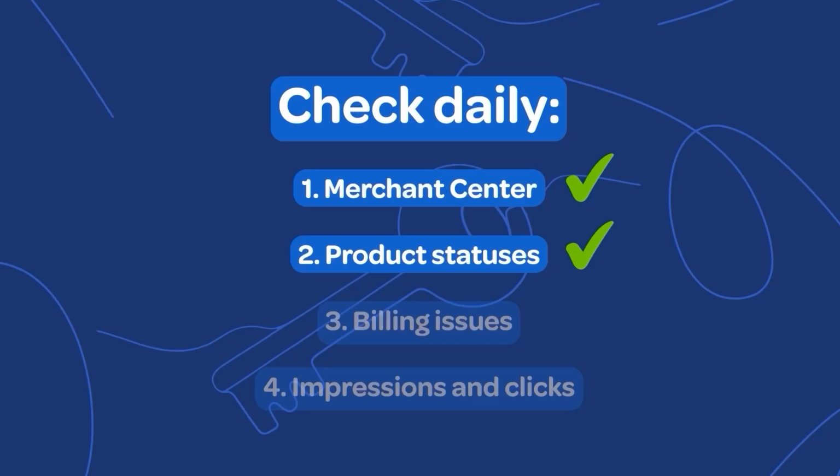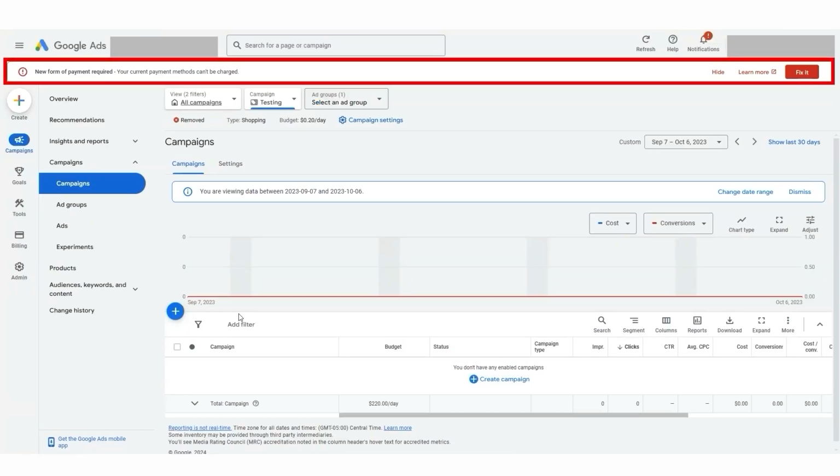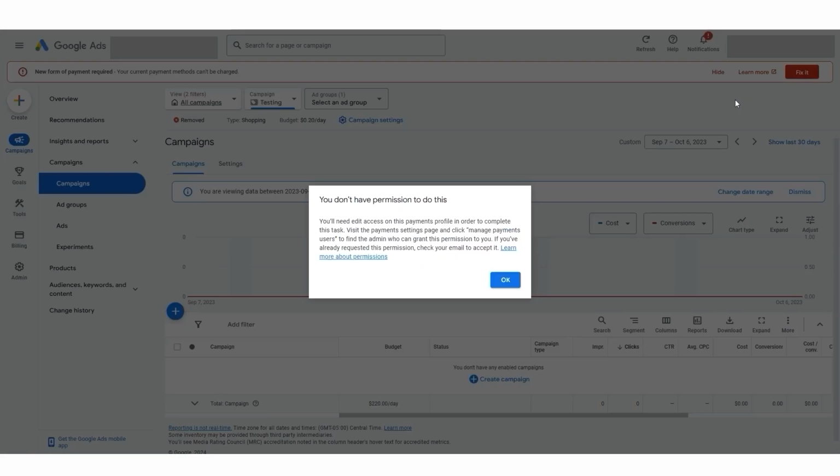Alright, the third thing we need to check is our Google Ads for any billing issues. Credit card failures and other billing issues happen far more often than most advertisers expect. And when they do, it's extremely disruptive to the growth of your campaigns. That's why this is a daily check, because you want to catch it fast.